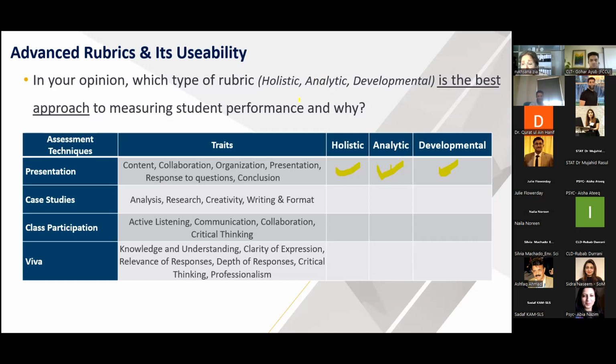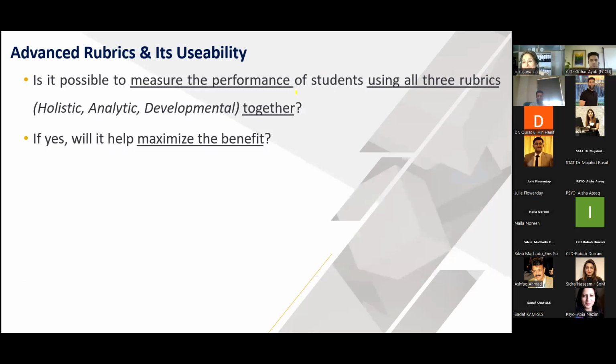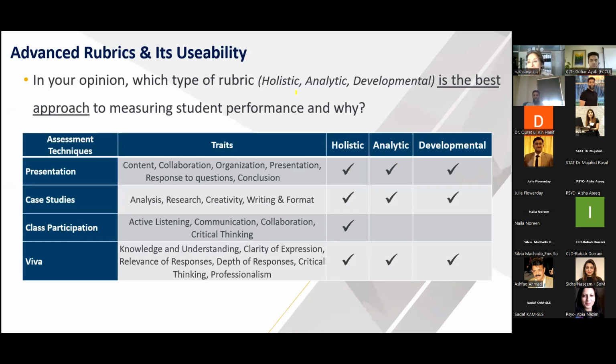Because that would take a lot of work trying to go through an analytical rubric with a class of, for example, 40 students. You'd go crazy. Yeah, it's very difficult. So let's take an example of class participation. If you need to measure active listening, communication, collaboration, and critical thinking, you don't have time to evaluate every single student on an analytical or developmental tool.